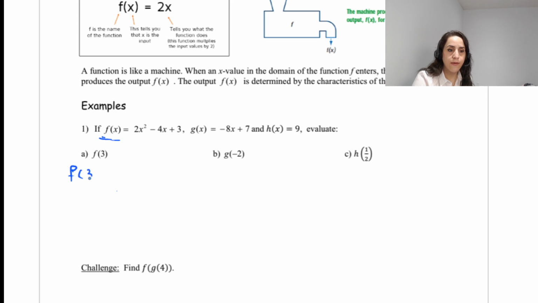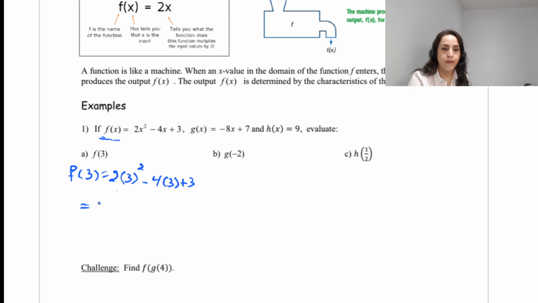Here I'm going to calculate f of 3. In this function, for every x, I'm going to plug in a 3. 3 to the power of 2 minus 4 multiplied by 3 plus 3. 3 to the power of 2 is going to be 9, minus 4 multiplied by 3, which is 12, plus 3. 9 plus 9 is 18. 18 minus 12 is 6, and 6 and 3 look like that. The answer is 9. Technically, here I got this point: if the input is 3, the output is going to be 9.